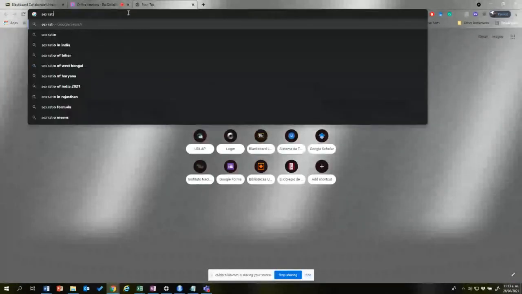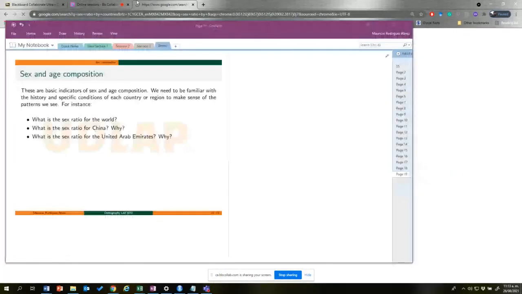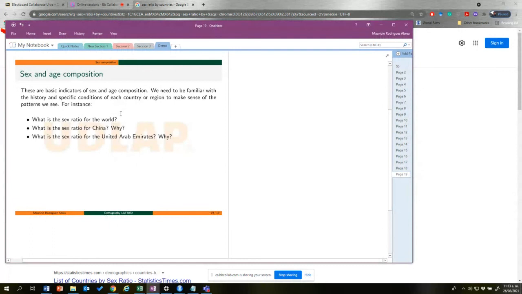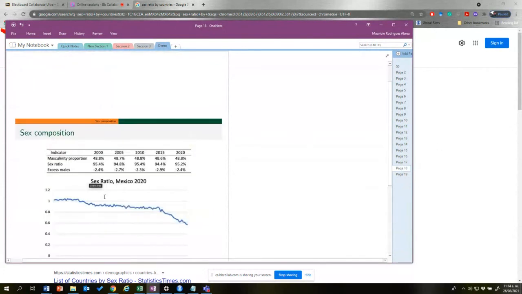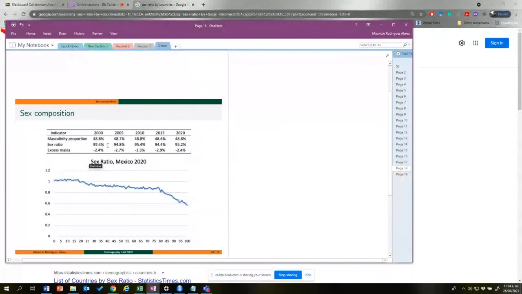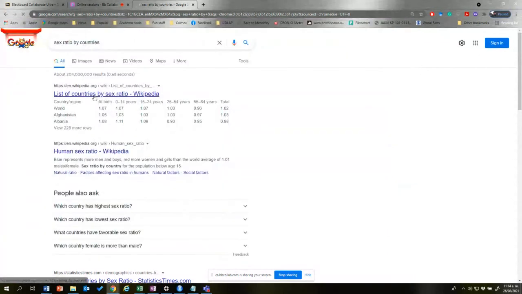So sex ratio by countries, okay? So what is the sex ratio for the world? Again, do we know if there's something going on that we should have a sex ratio different than the one that we have for Mexico? In Mexico, we have around 0.95, 0.94, and so on. So let's see what happens.